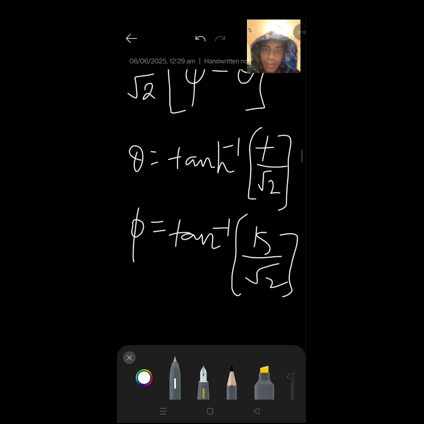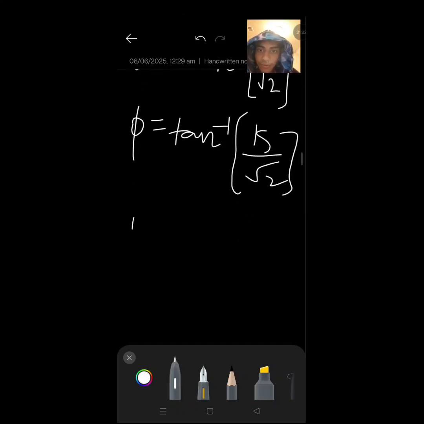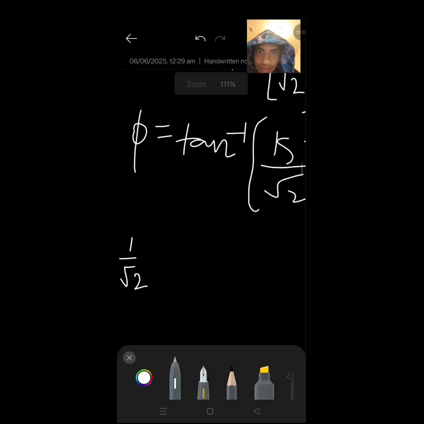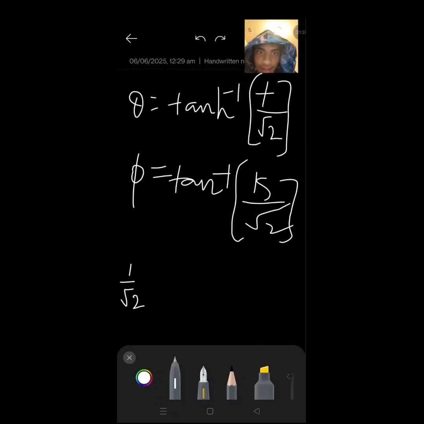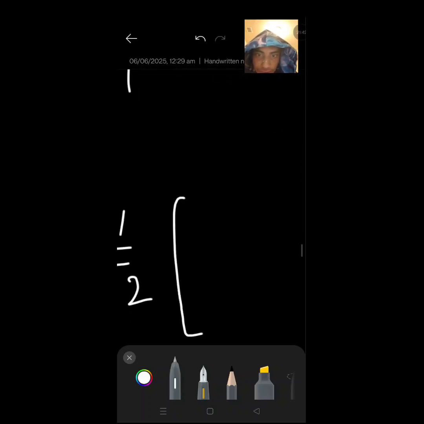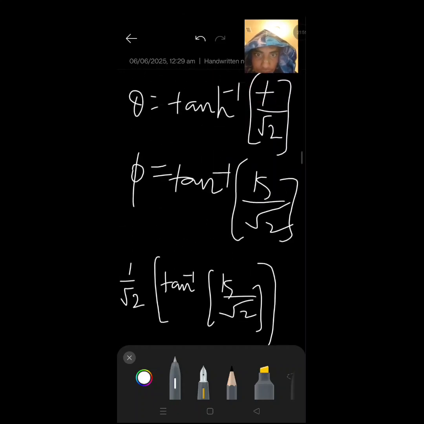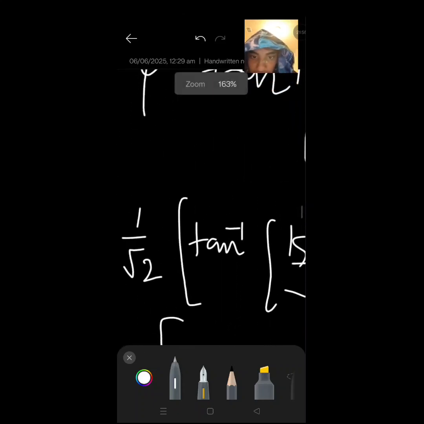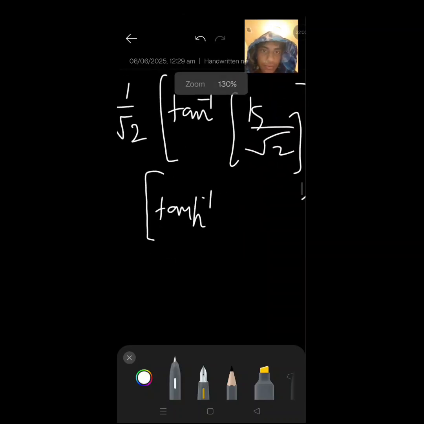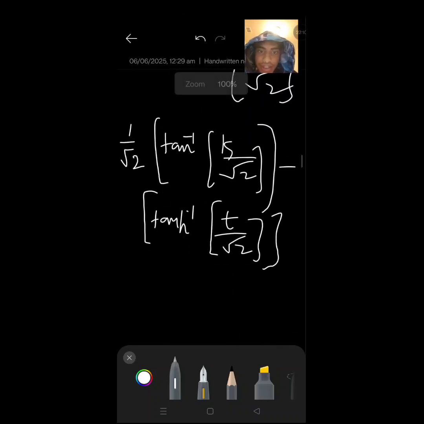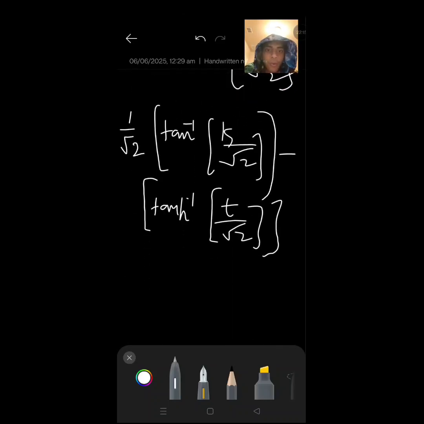Now we need to substitute our values in. Basically, it becomes 1 over root 2, phi minus theta we have. Phi we've gotten as half of tan inverse k over root 2, minus hyperbolic tangent inverse t over root 2. Pretty much dealt with over here. All right. And now all we need to do is substitute our values in and then we're done. And then plus c, constant of integration though is there. Don't forget that. Okay. So now we have basically finished our integral.